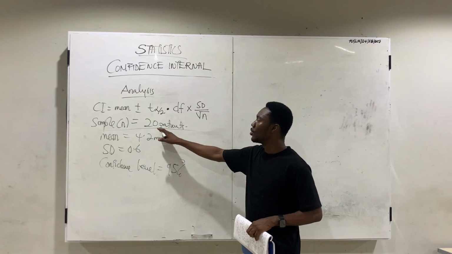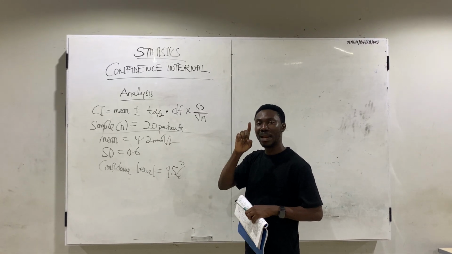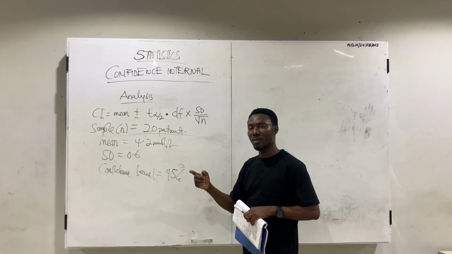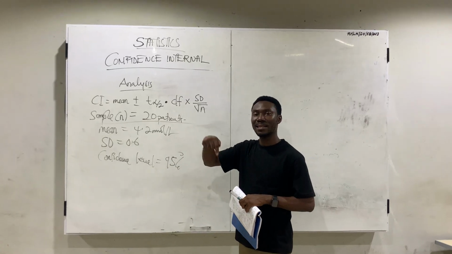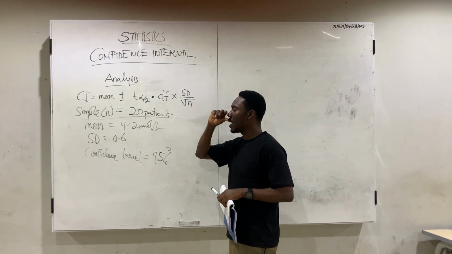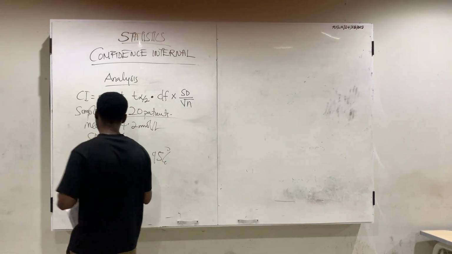Now the sample being 20 tells you that you have to use the T distribution formula. Why? The principle says to use the T distribution formula when the sample size is less than 30, and this sample size is 20. Meaning we have to use the T distribution formula. Why? It is less than 30. So quickly you write the formula.